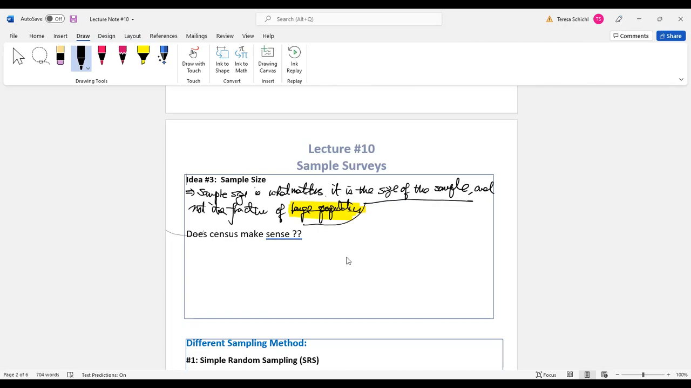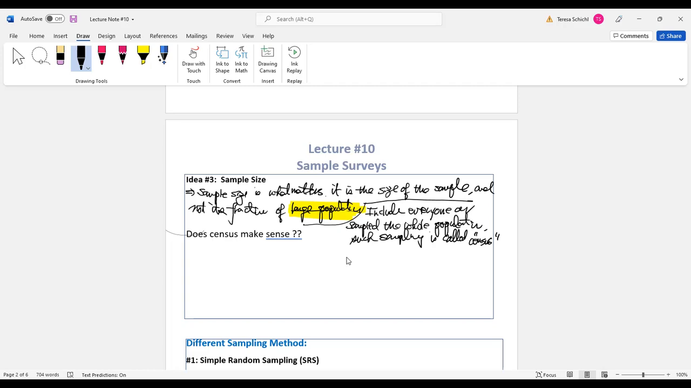If you include everyone, or we say you sampled the whole population, such sampling is called a census. Then you say, how about let's do a census, right?